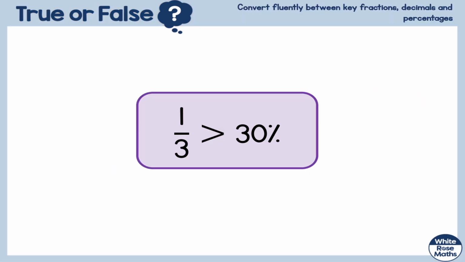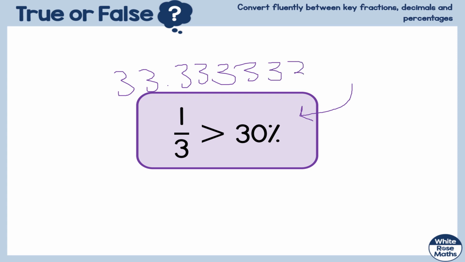Okay, guys, the next one, true or false. Convert fluently between key fractions, decimals, and percentages. A third is bigger than 30%. Well, this is actually true by definition because a third as a percentage is 33.3 recurring percent. So 0.33333333 forever. That's bigger than 30. That's visibly bigger by comparing your place values. So that statement is true.